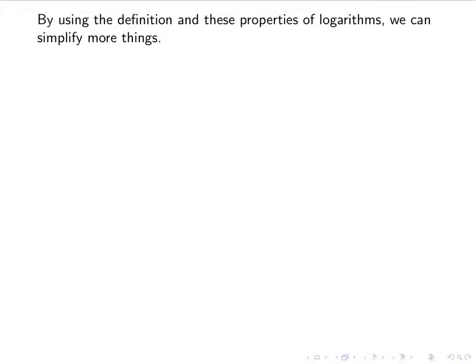Another thing we're going to look at is just a couple of basic definitions that come up from using what logs are. So they're really nice things to simplify. The first one is log base b of 1. No matter what b is, this is always the same number, which is 0. And that comes from the fact that any number to the 0 is 1.